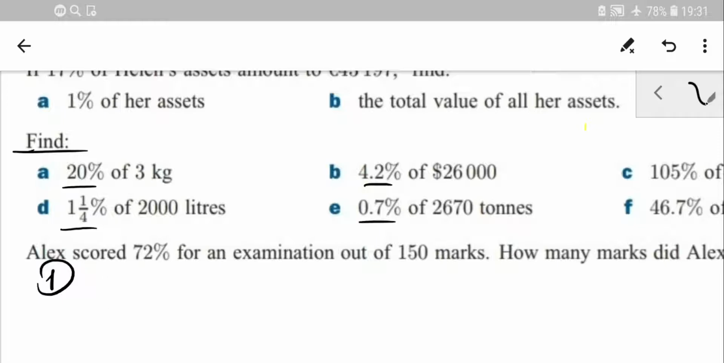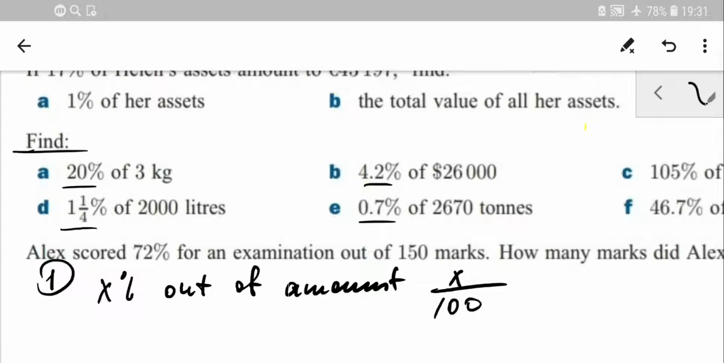We simply need to say that in order to find, remember, x percentage out of an amount, you need to convert it first into a fraction. So by definition that means x over 100. And then, because this is the fraction out of the whole, what are you doing? You just multiply by the amount. This is the reference formula. That's how we always find shares or a fraction of something.